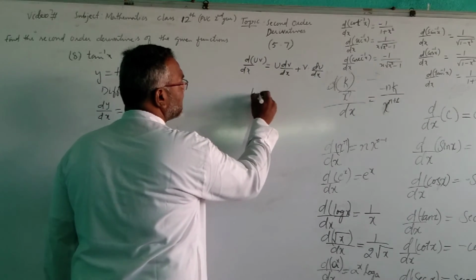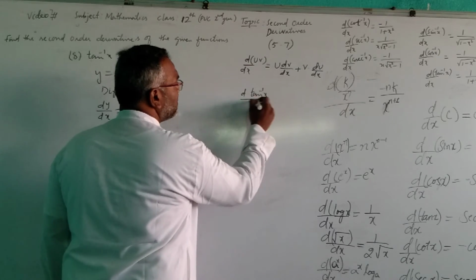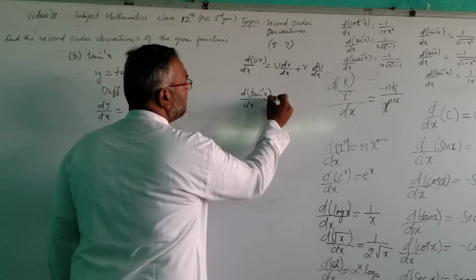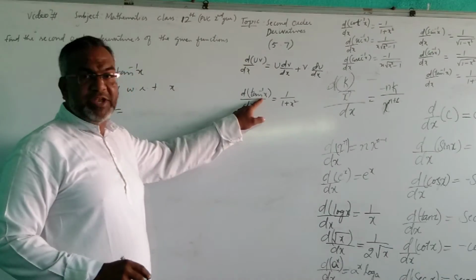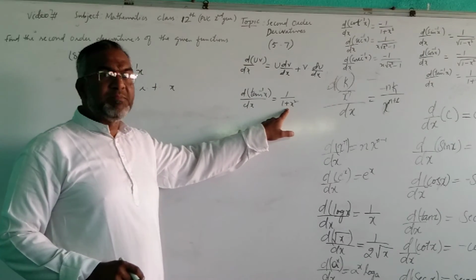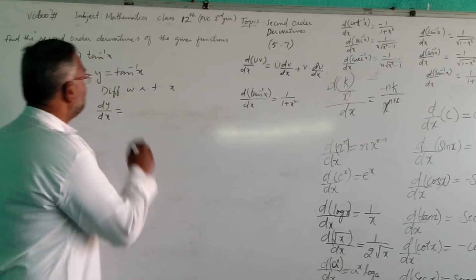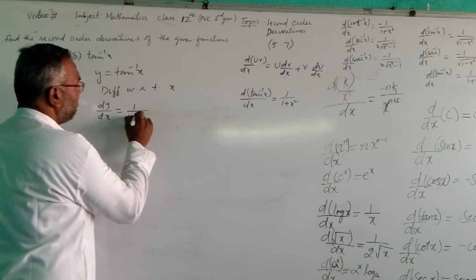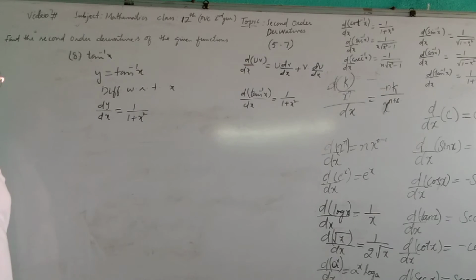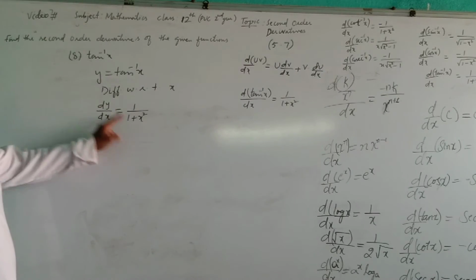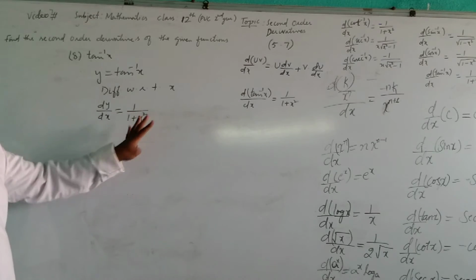Derivative of tan inverse x is 1 by 1 plus x square, right? So dy by dx is 1 by 1 plus x square. Now, this is first order derivative. We cannot simplify more. Keep it.